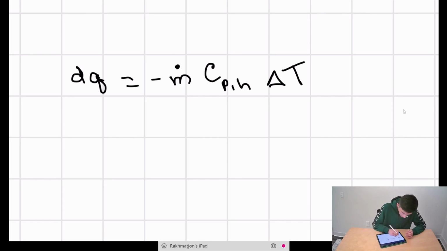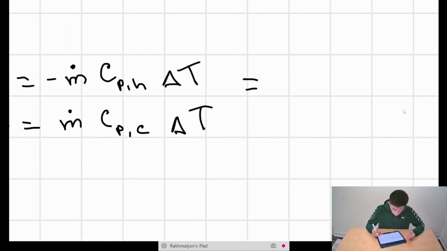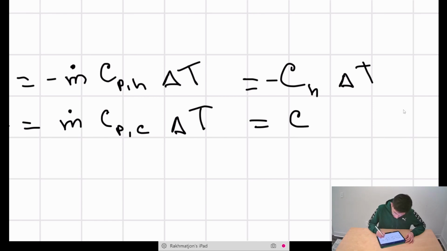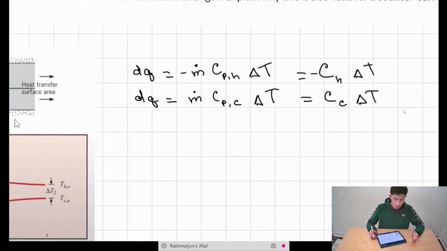heat change. And dQ for the cold stream is going to be the mass flow rate times the heat capacity of the cold stream times the delta T. And what we can do here is replace the mass flow rate times the heat capacity with the heat capacity rates. So that's going to be CH times delta T, and C cold times delta T. Okay. So here we have our two expressions for dQ for our hot stream and our cold stream.